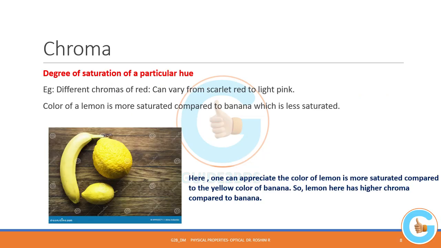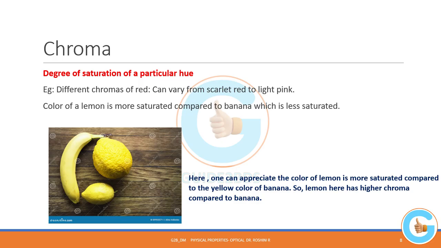Contrary to value, chroma is nothing but the degree of saturation of a particular hue. In value it was lightness or darkness, so we can compare even the lightness and darkness between two different colors. But in chroma, it is a comparison within a single color: how much of the hue is present, how much of your dominant wavelength is present. This can be easily understood with this example, where you can compare banana and lemon. Both are yellow in color, but the hue of your lemon is relatively bright when you compare it with that of your banana. So when you talk about chroma, you can say that your lemon has higher chroma compared to your banana. It is as simple as that.